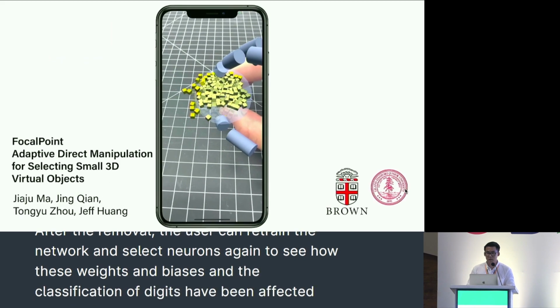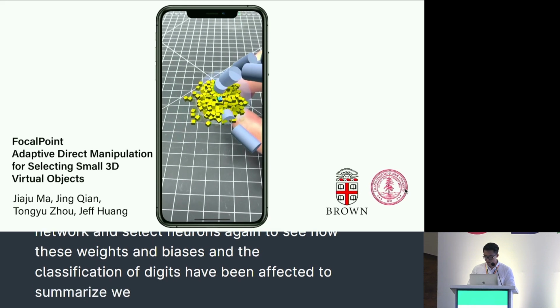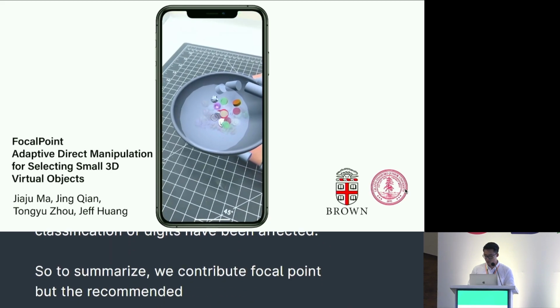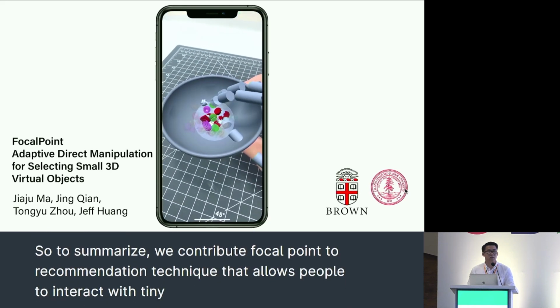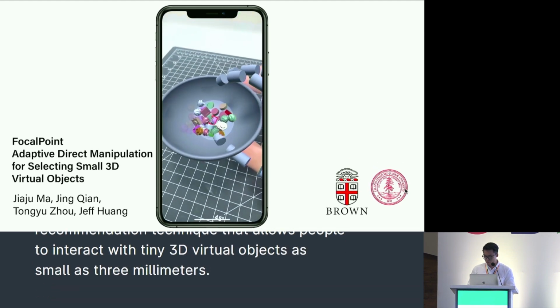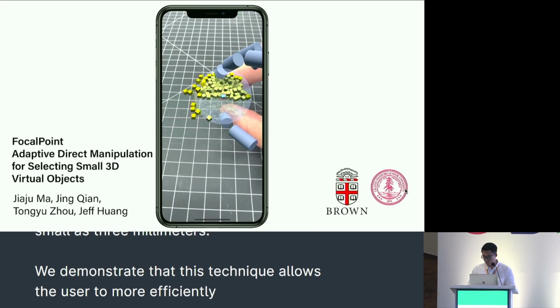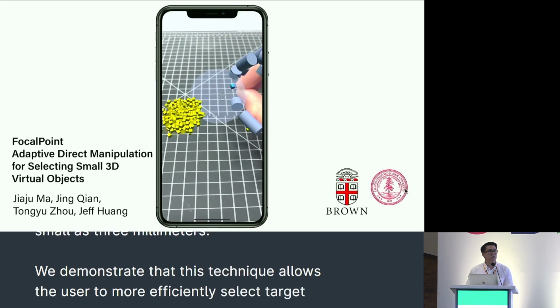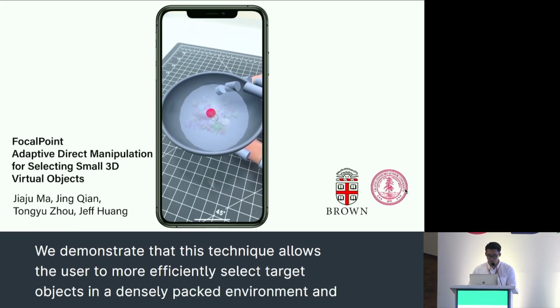So to summarize, we contribute focal point, a direct manipulation technique that allows people to interact with tiny 3D virtual objects as small as 3 millimeters. We demonstrate that this technique allows the user to more efficiently select target occluded objects in a densely packed environment and can be applied to daily tasks like playing with Lego.